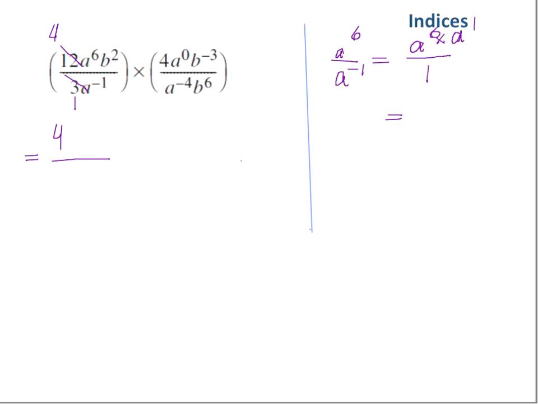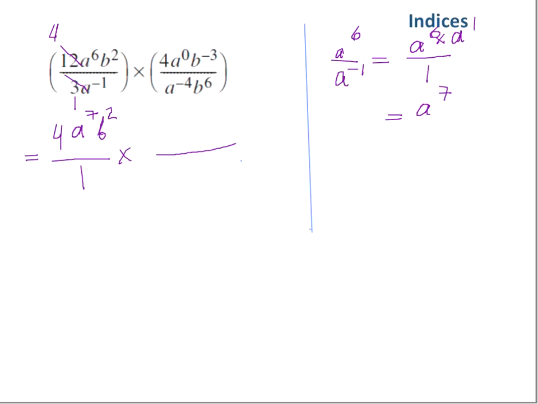Then you simplify 8 to the power 6 times 8 to the power 1. That gives us 8 to the power 7. 8 to the power 6 is 8 times by itself 6 times, and 8 to the power 1 is just 8 times by itself once. So overall we have 8 times by itself 7 times. Or we just follow the rules where we add indices. Right, so 8 to the power 7. And we have b to the power 2 and 1 at the bottom.